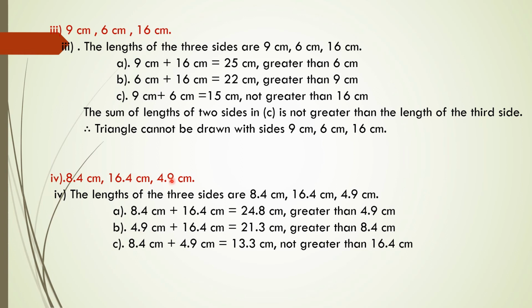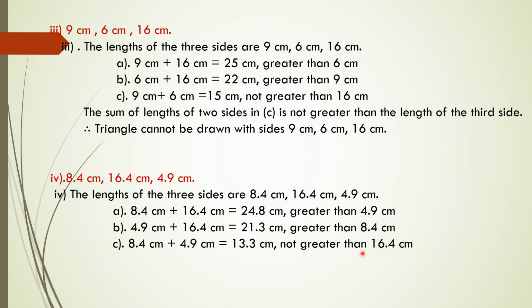And second one, 4.9 centimeter and 16.4 centimeter I am taking. Therefore the third side is 8.4. 4.9 centimeter plus 16.4 centimeter is equal to 21.3 centimeter. That also is greater than the third side, 8.4 centimeter. And third, I am taking 8.4 and 4.9. 8.4 centimeter plus 4.9 centimeter is equal to 13.3 centimeter. That is not greater than 16.4 centimeter.